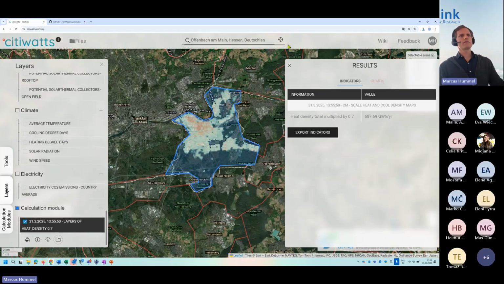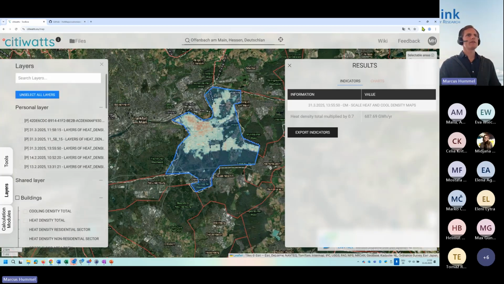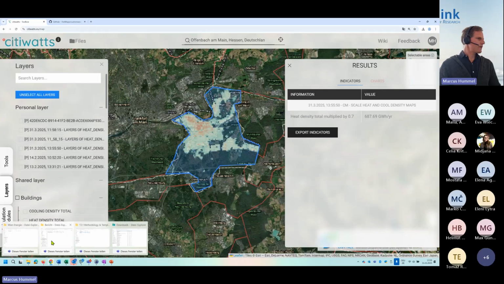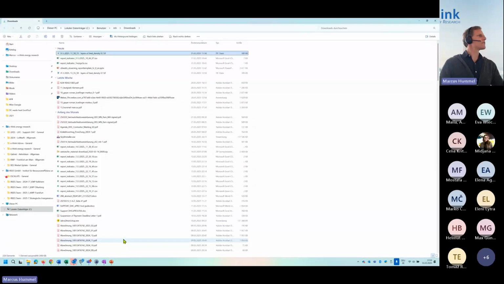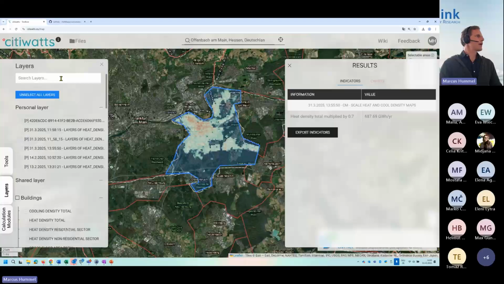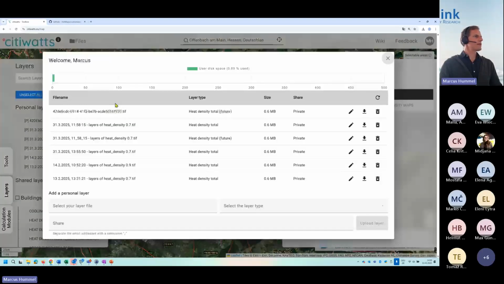What you can do is download it, as I did right now. So now I have it in the downloads. Here it is. That's exactly that layer. And I can now upload it again. I go to files. Here are my files. I upload it.